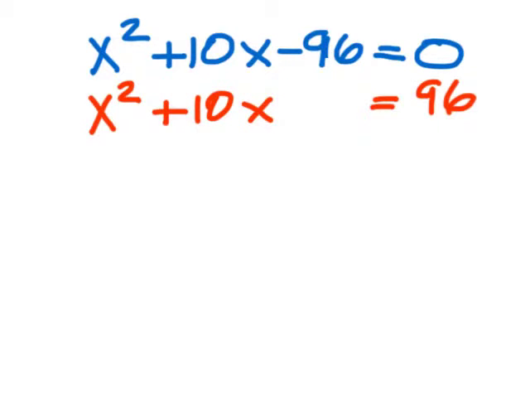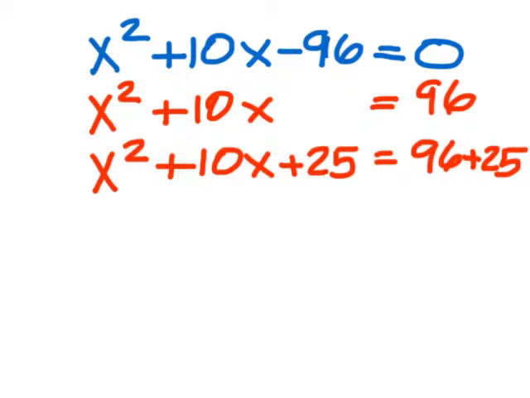So there it is. Now, once we have the 96 to the right, what do we do? 10 divided by 2 is 5, and then we do what to it? Square it. And when we square it, then what do we do? Add it to both sides. So what's the next step after that? Put them in parentheses. Parentheses, a quantity squared, and what's in that parentheses? X plus 5.